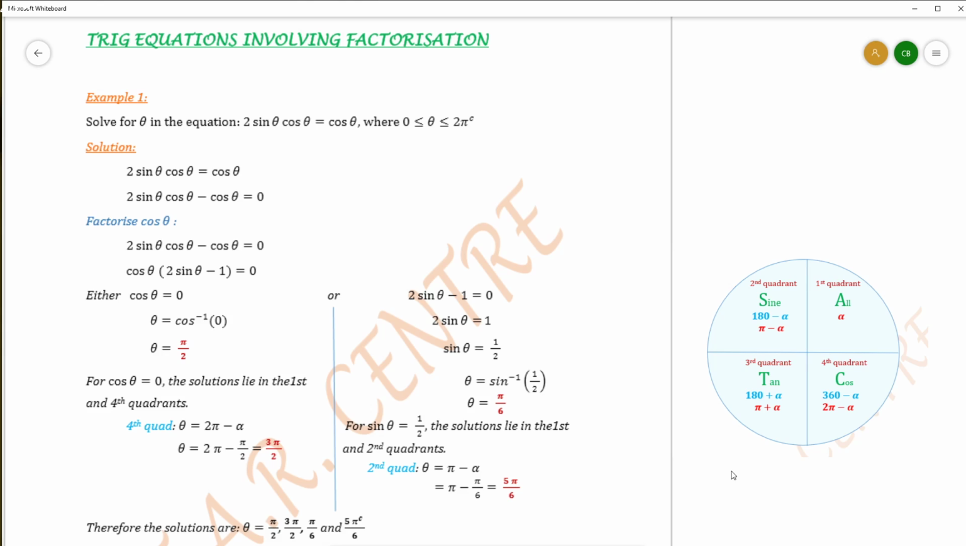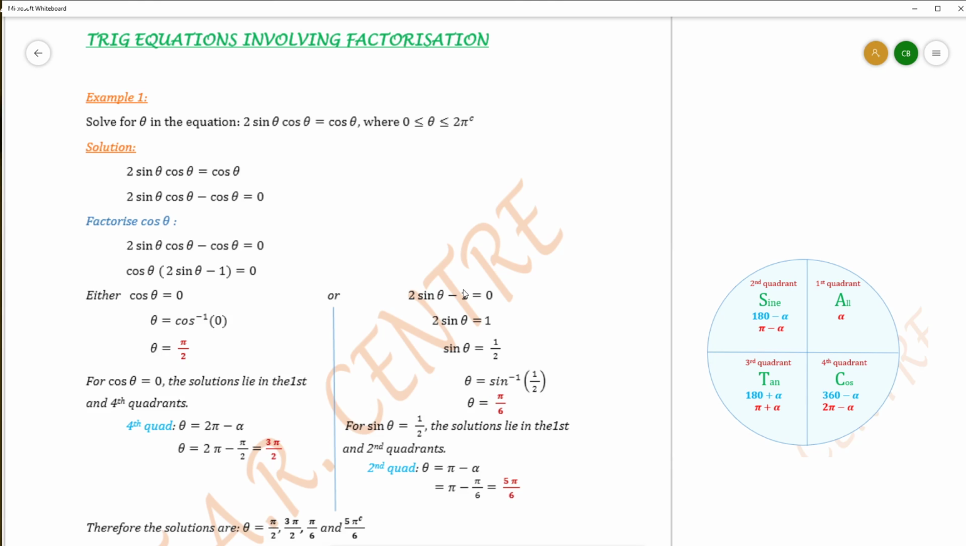Next, we have trig equations involving factorization. So we are going to need our prior knowledge, which we have looked at just now, in terms of what quadrants mean, how to find the values, where sine, cos, and tan will be positive or negative, and in which quadrants, as well as our table, which helps us figure out what our answers would be in terms of radians.